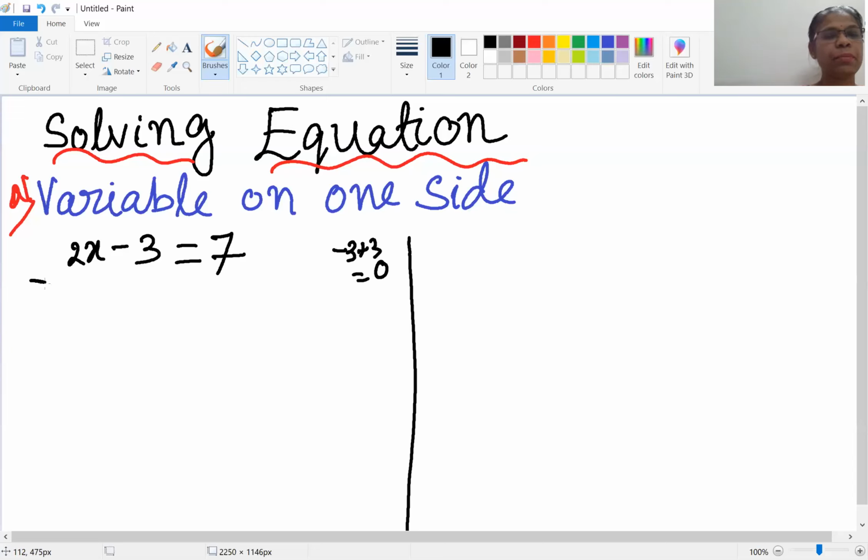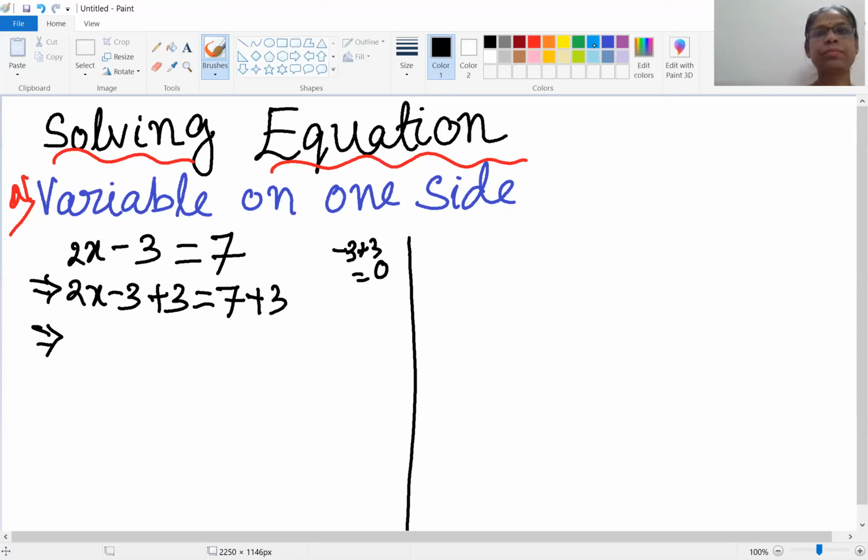So my step number 1: 2x minus 3 plus 3 is equal to 7. Is it correct? No. As I've added 3 on the LHS, I have to add the same number on the right hand side also to keep the equation balanced, because I have an equal sign. Plus 3. Now both 3s get cancelled. 2x is equal to 10.